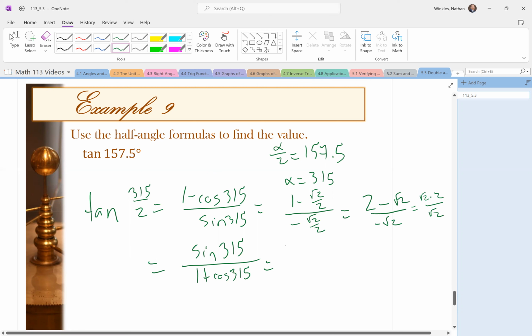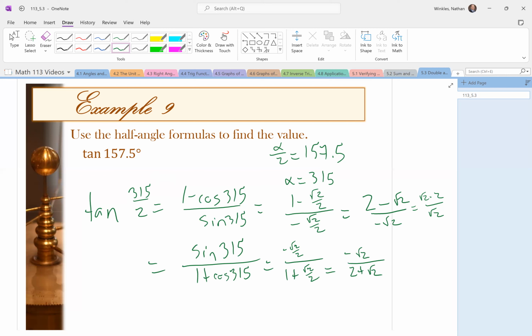If we did this one, this would have been negative square root of 2 over 2 divided by 1 plus square root of 2 over 2. So we do that, we get negative root 2 over 2 plus root 2. We could check to make sure these are correct by actually foiling this out, multiplying by the conjugate and everything to show those two are equivalent.